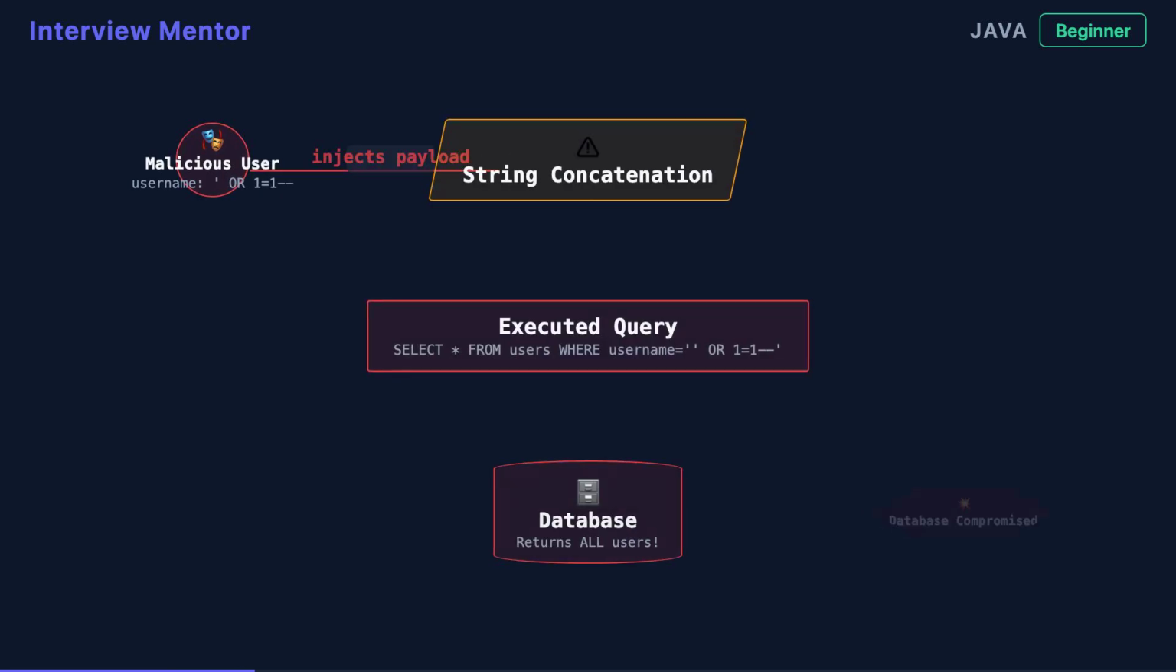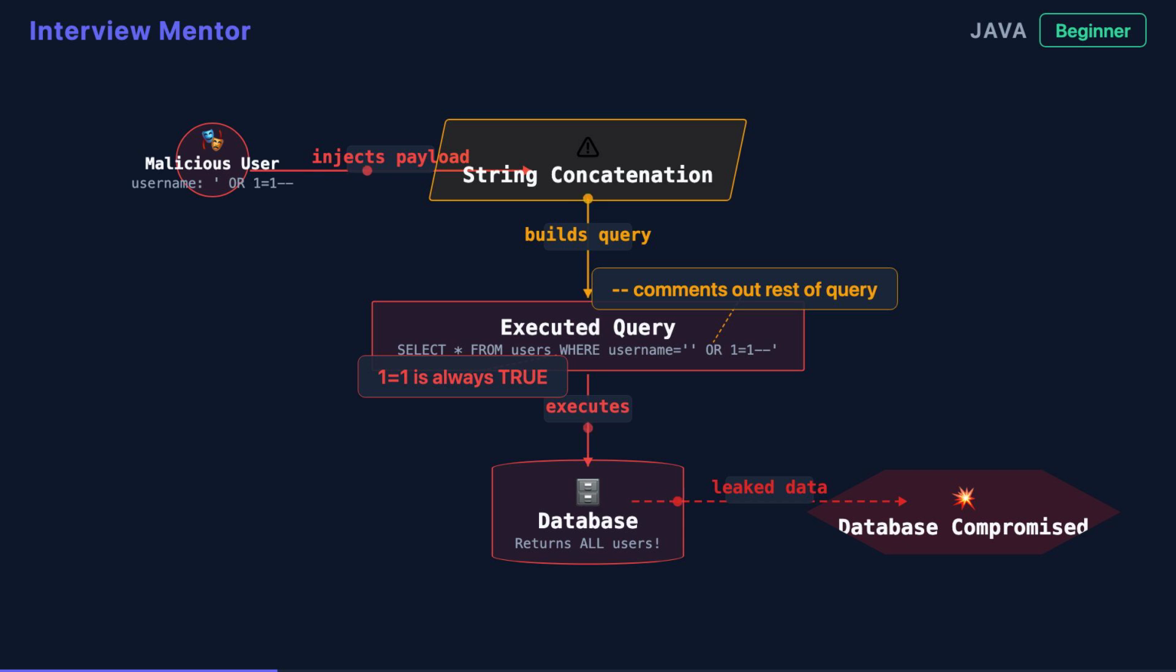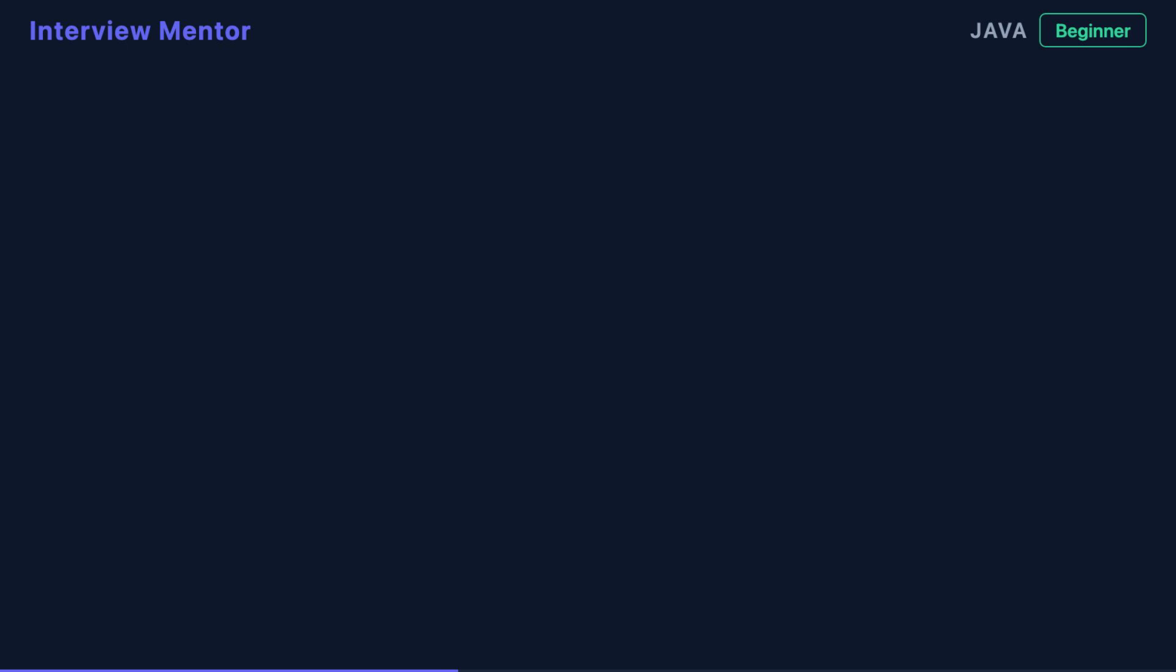Watch what happens when a malicious user enters this as their username: single quote, OR 1 equals 1, dash dash. The concatenated string becomes a completely different query. Instead of checking credentials, it returns all users because 1 equals 1 is always true. The dashes comment out the rest. This is SQL injection, and it's how databases get compromised.